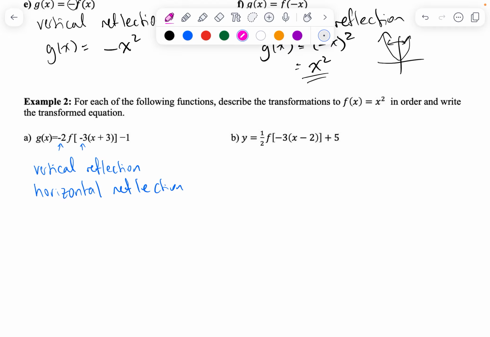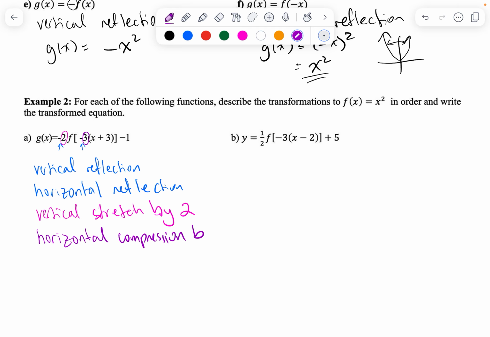Okay? Then I can see that the function's multiplied by 2. Well, that means there's a vertical stretch by a factor of 2. Then I see that the x value inside the function is multiplied by 3. So that tells me that something horizontal is happening. It's multiplied by 3, which should mean stretch, but everything with x is opposite. So it's a compression by 1/3. Okay.